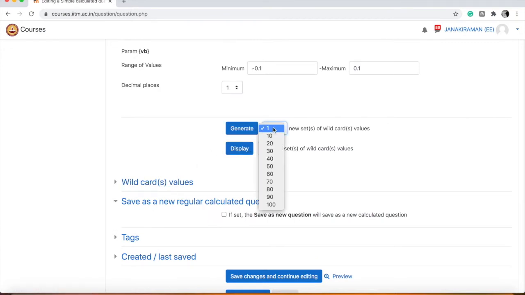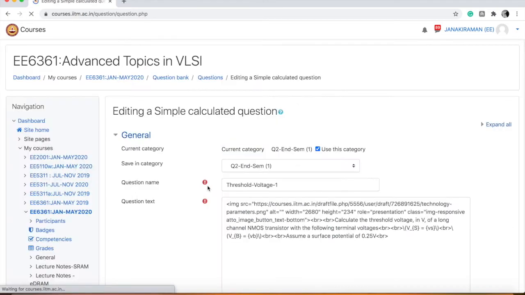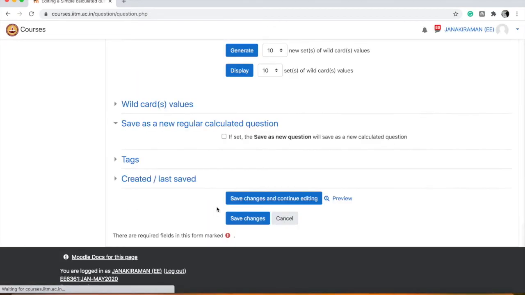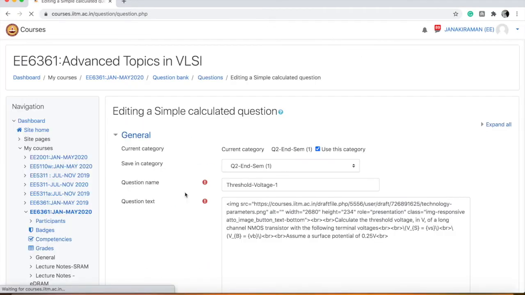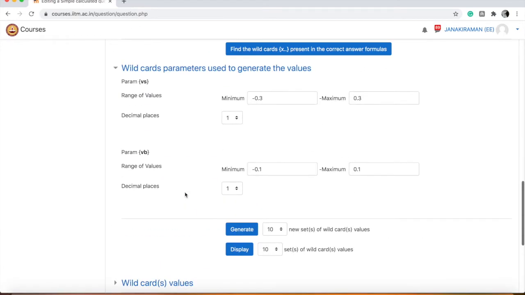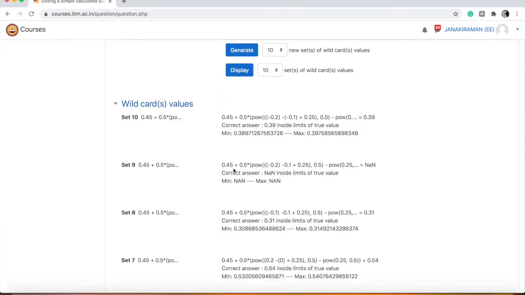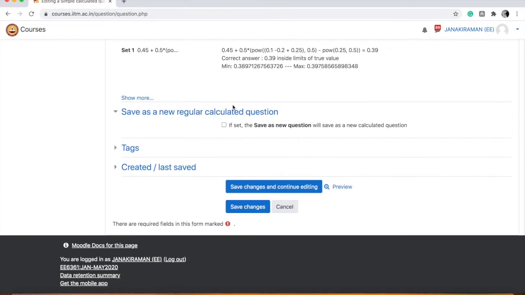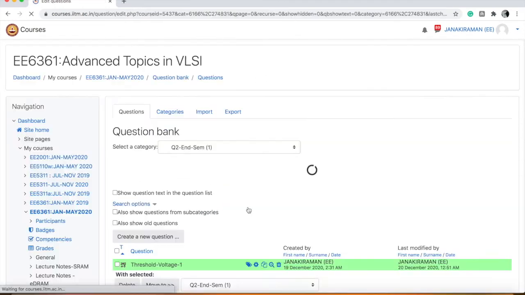Then I can do, let's say 10 values, and I will say generate, and then display. So let me see what wildcard, yeah. So you see that there are 10 values, 10 sets where Vs is minus 0.2 and this is minus 0.1, and so on. Various values have been generated, and I can go ahead and save changes here.